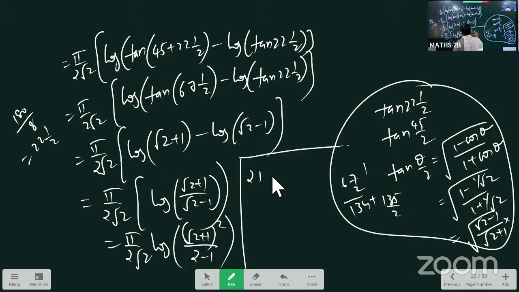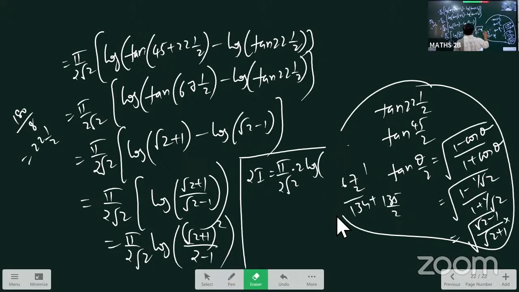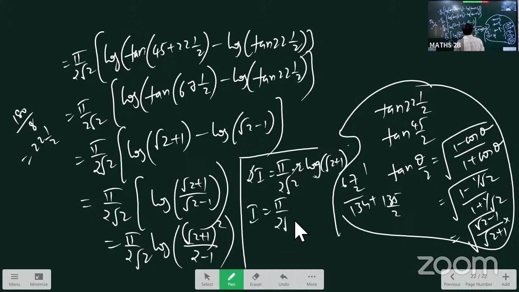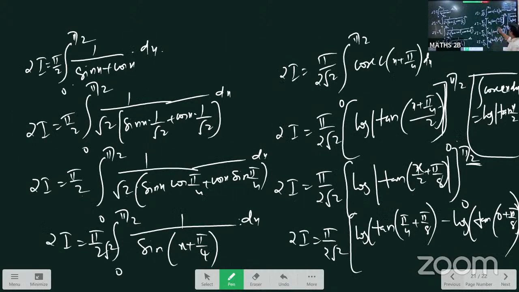That is nothing but, finish off here. That is 2I is equal to, this is all 2I, correct? So pi by 2 root 2 into 2 log of root 2 plus 1. Anyway, 2 minus 1 is 1. So this 2 and this 2 gets cancelled. I is equal to pi by 2 root 2 log of root 2 plus 1. So I hope you understood up to here, right?